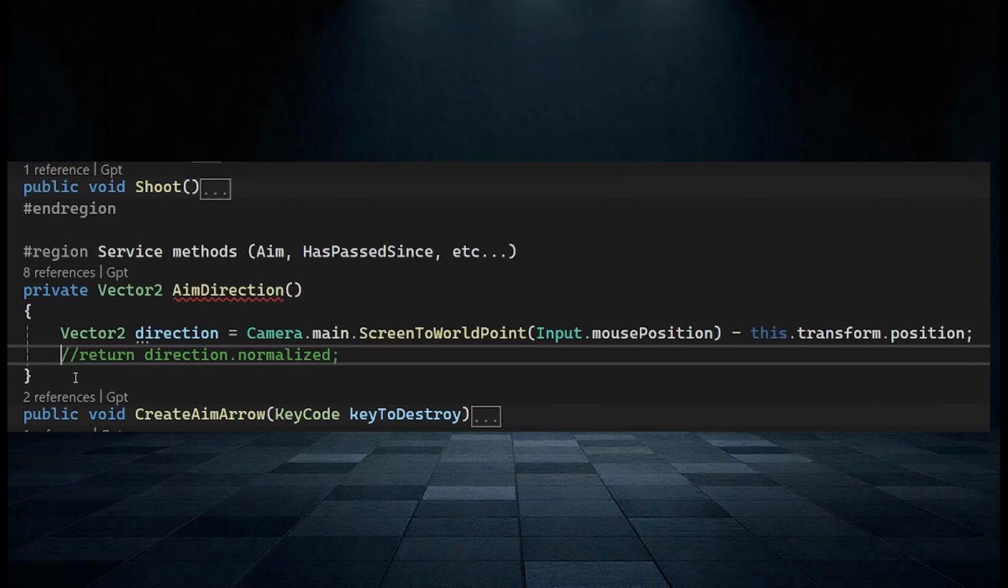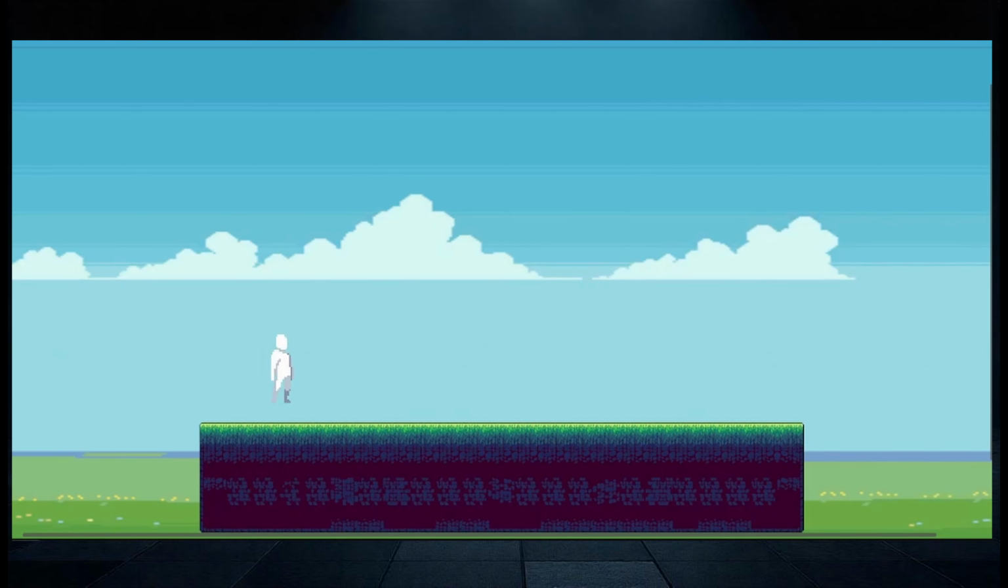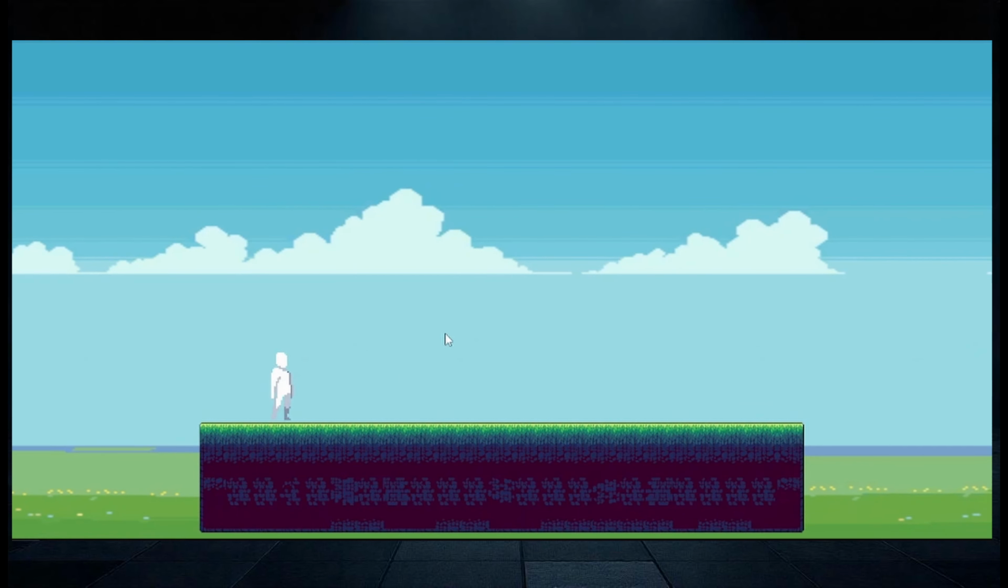A normalized vector has a magnitude of 1. That means that it only has direction. And so now we can multiply it by our desired speed and get a consistent result every time regardless of the size of the vector, because we normalize it to 1 all the time.